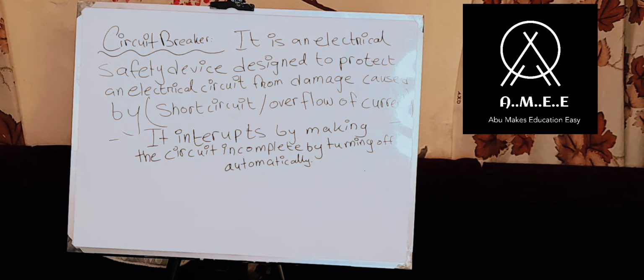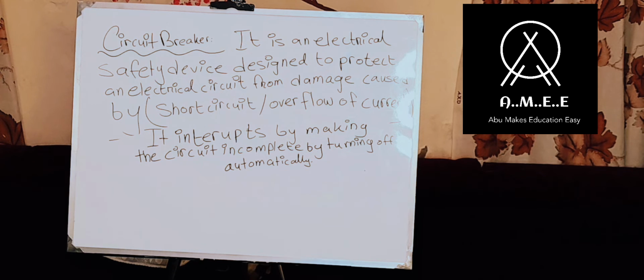Short circuit and overflow of current, both are the same thing. It interrupts by making the circuit incomplete by turning off automatically. Now comes the question: how does it make the circuit safe? How does the circuit breaker make a circuit safe? How does it save the circuit, how does it make the circuit safe for an owner or for a user to use?